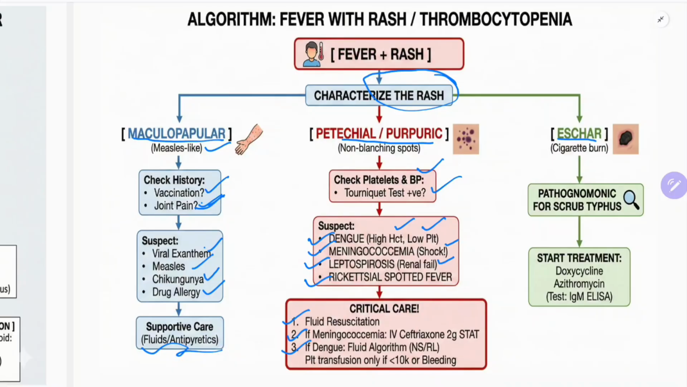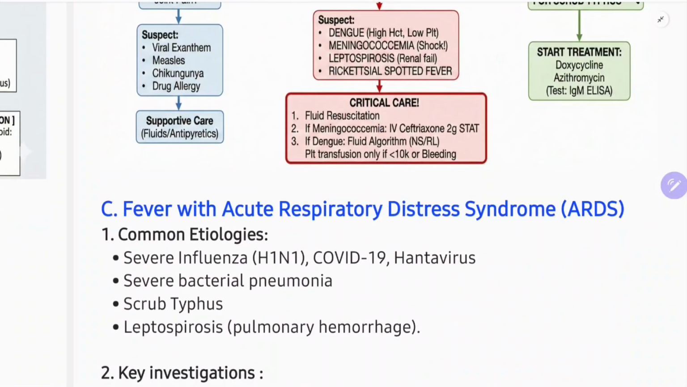That means dengue presents with petechial and purpuric rash. Okay. Even it can present with maculopapular rash with centrifugal distribution. So you should also include dengue here. Okay. Dengue also should be included here. Then if there is an eschar, suspect scrub typhus and start treatment with doxycycline or azithromycin. Okay, so that's about fever with rash and thrombocytopenia.